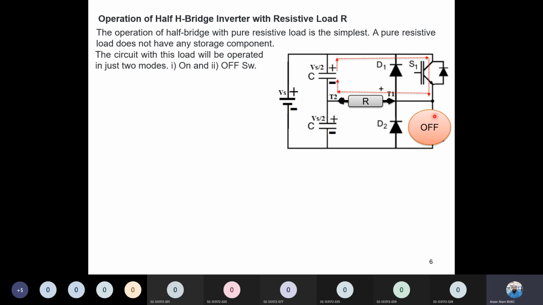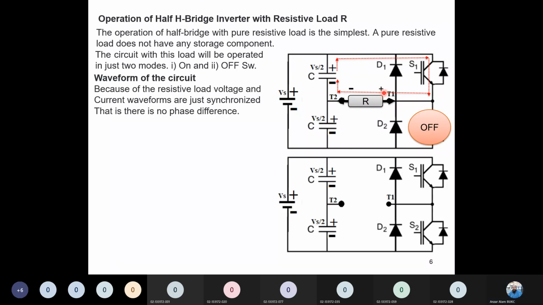Why will current not flow downward? Because the switch is off, right? And why will current not flow to this point? Because this anode is disconnected. Sorry, this is reverse bias. Again, why will this current not flow through the diode D1? Because this diode D1 is reverse bias. So when we switch S1 on, the only path the current finds is this, from plus to minus. So in this case, T1 of the load will become plus, so the voltage will be plus.